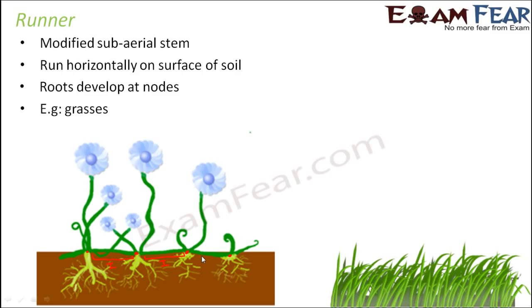So here what happened, where do the new shoots arise from? New aerial shoots always arise from the axillary buds, because here we also have the aerial shoots like this. So they all arise from axillary buds, because at the nodes or at the axil of the leaves you will have buds which will give rise to the new shoots. So that's all about runner.